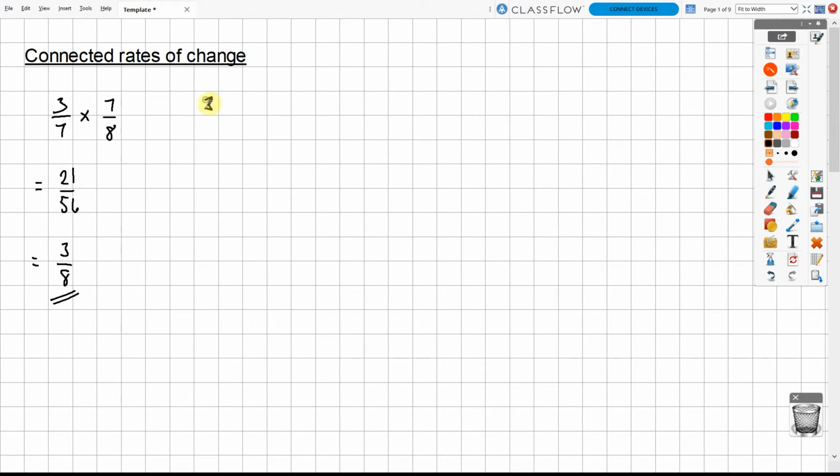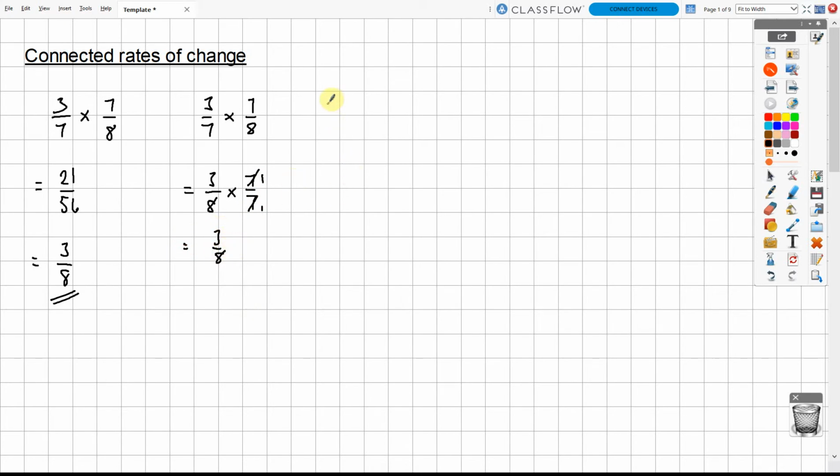A much brighter idea is to recognise that because multiplication can be switched around, 3 times 7 is the same as 7 times 3. This is exactly the same thing as 3/8 times 7/7. It's exactly the same sum. And we know well enough that 7 over 7 cancels. And so the answer is just 3/8.